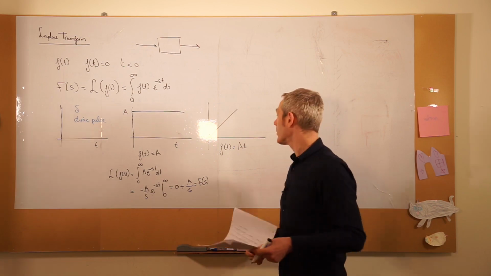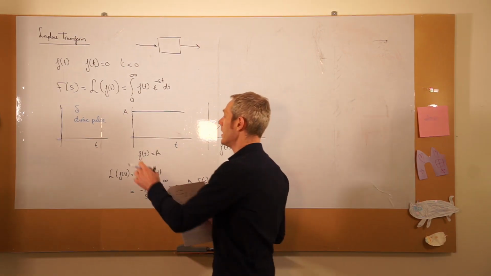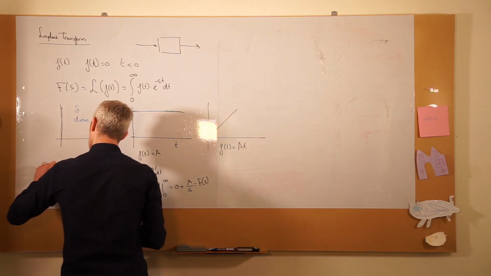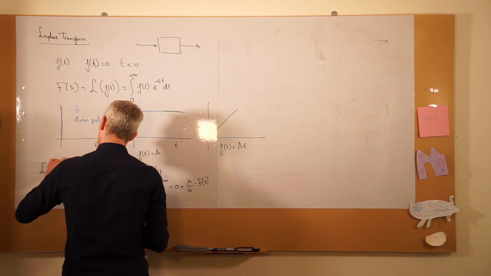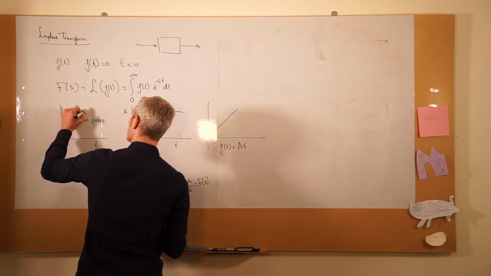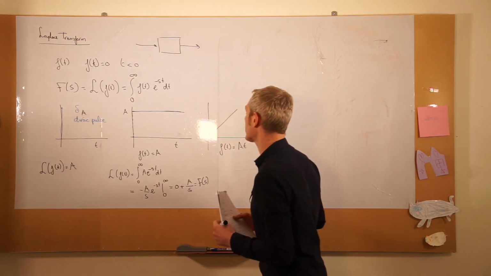So we've done this now for one of the most simple functions. If you wanted to know what the Laplace transform was of this one, it is simply, if the pulse has a surface area of a, it is simply a.